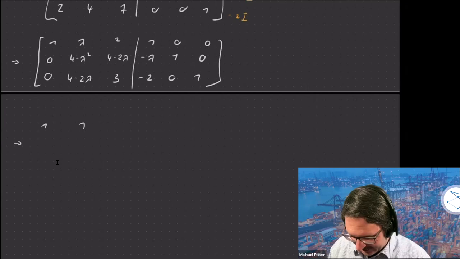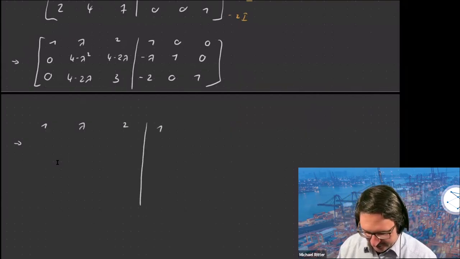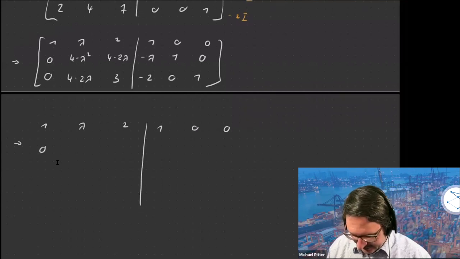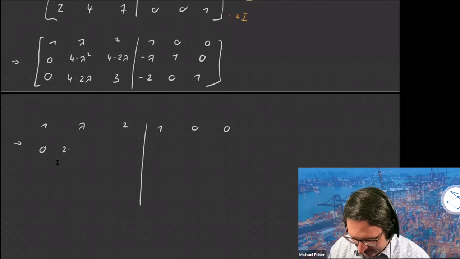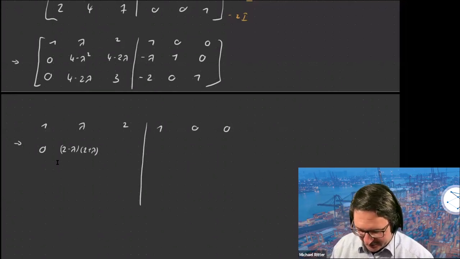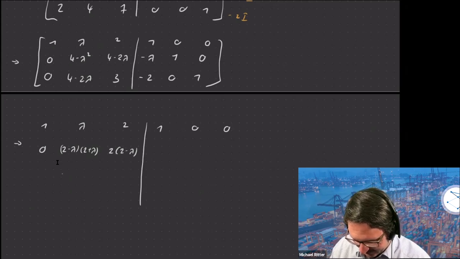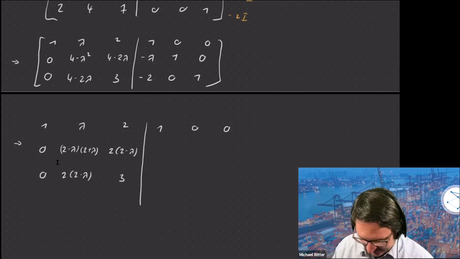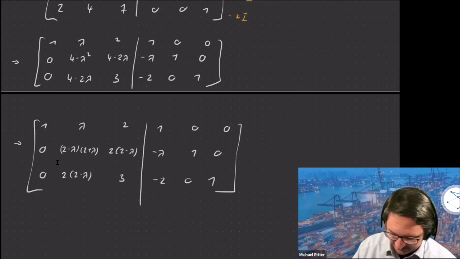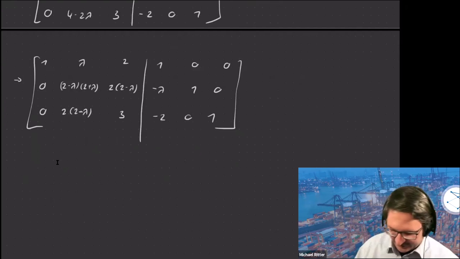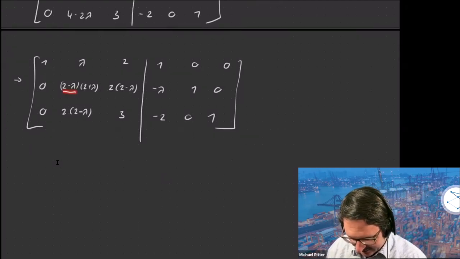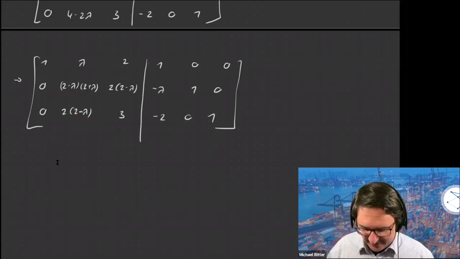You remember that we did something similar before when we solved for the roots of our equation. Here we can factor out 2 minus lambda, and then we have 2 plus lambda left. And this 4 minus 2 lambda is actually the same as 2 minus lambda. And of course, the same works here, 2 minus lambda. And we just keep 3 here. It's a minus sign actually. Okay, so you can see we have 2 minus lambda here and also 2 minus lambda here.